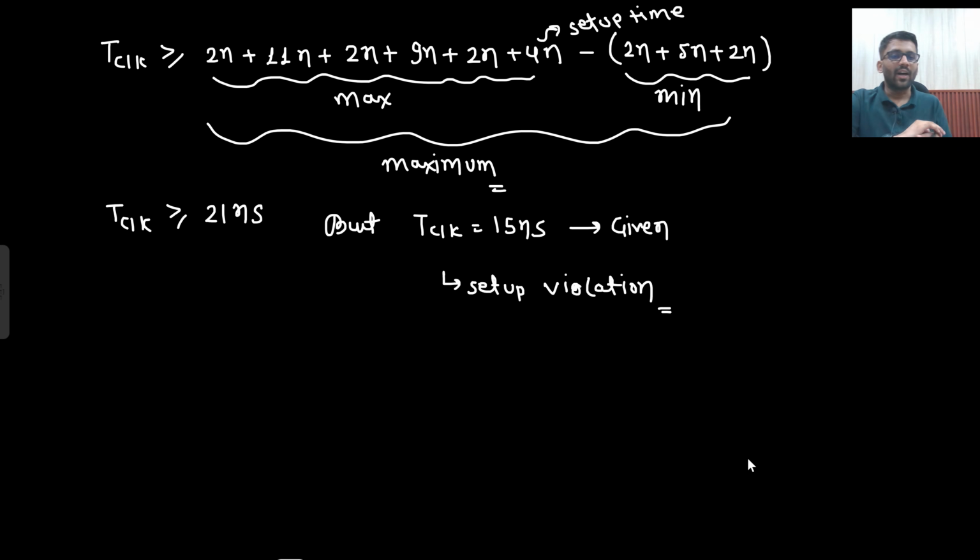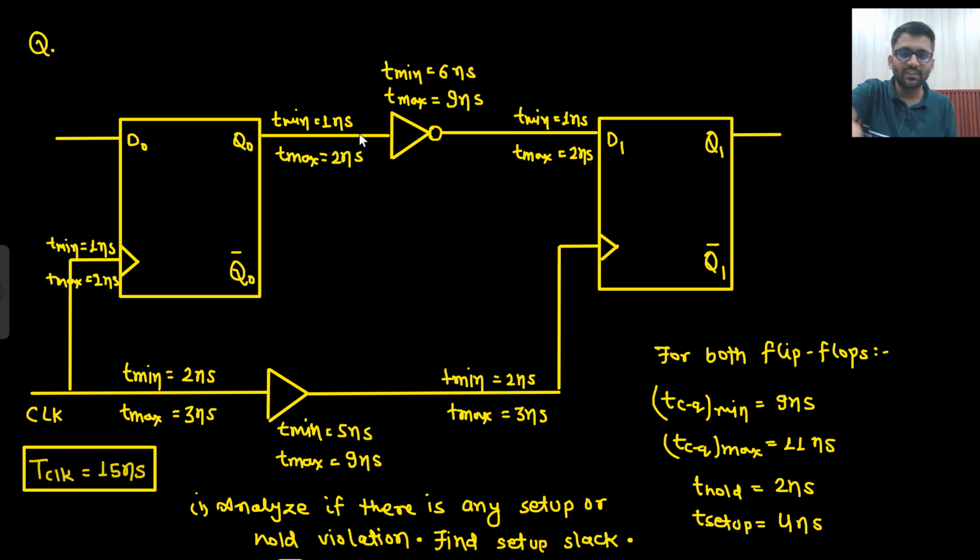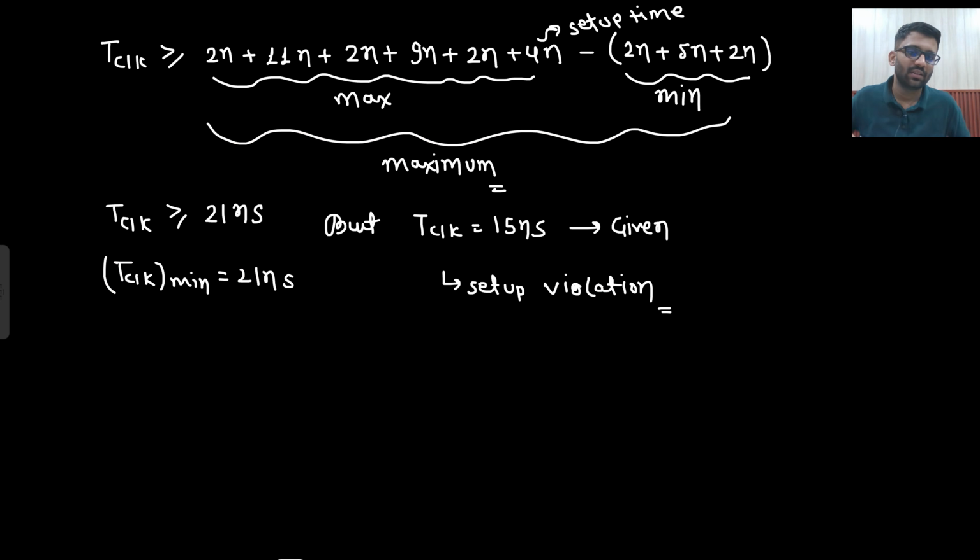Now tell me by how much margin your setup time should be decreased. You are saying that the T clock minimum I require is 21 nanosecond. You are not going to change this wire delay, nothing will change. The only change you are going to do is the setup time change. So by how much margin should your setup time be decreased? 21 nanosecond and 15 nanosecond.